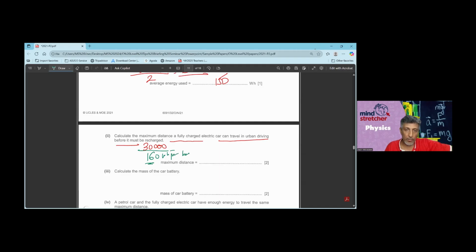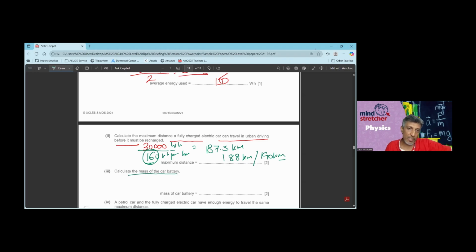So you work it out. This is watt hour, right? So I look at the value I'm dividing. 187.5 kilometers. So you can put there 188 kilometers, or you can put 190 lah.